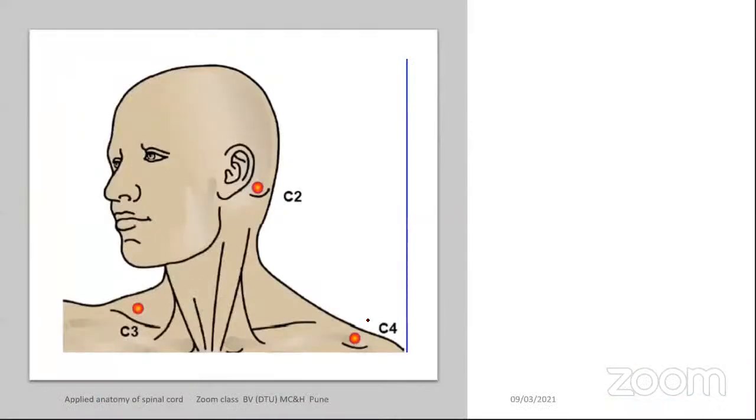And you can see the specific points. Want to examine a dermatome? That's the point you should examine. You want to examine C3? This is the point you should examine. You want to examine C4? This is the point you should examine.